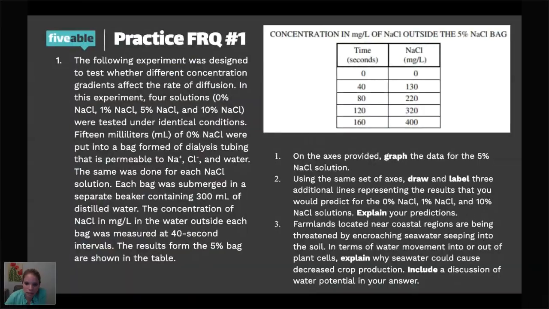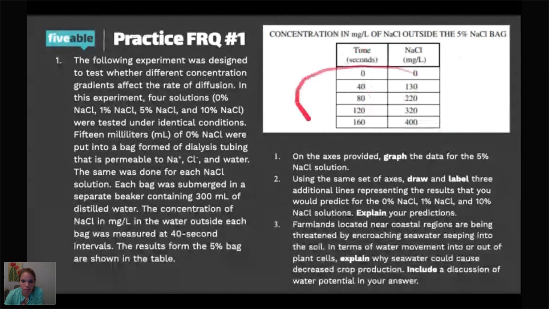Part A says here, on the axes provided, graph the data for the 5% NaCl solution. Y'all, I'm sorry, there's not really a way for us to do this, but I want to go over what that's going to look like. You're going to have to use this information and graph it. Here's the critical thing you must know about graphing when you do a free response. It's almost always going to be 3 points. First point is just for graphing it. Second point is for scaling it properly. Third point is for labeling your axes with units. So seconds and milligrams per liter.